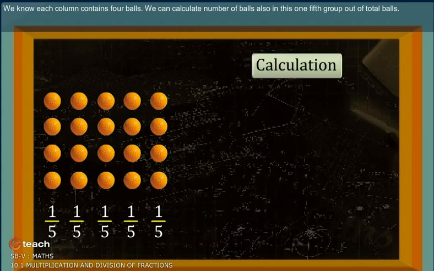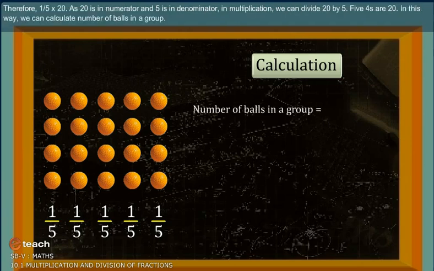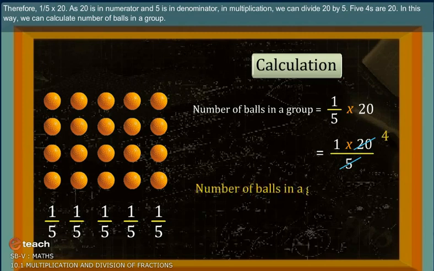We know each column contains 4 balls. We can calculate the number of balls in this 1/5 group out of total balls. Therefore, 1 by 5 into 20. As 20 is a numerator and 5 is a denominator, in multiplication, we can divide 20 by 5. 5 fours are 20. In this way, we can calculate the number of balls in a group.